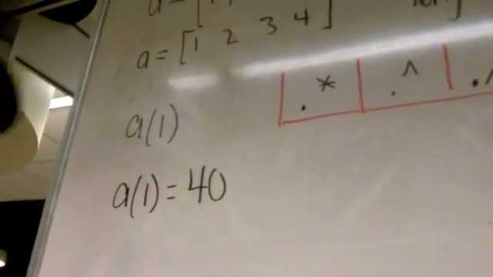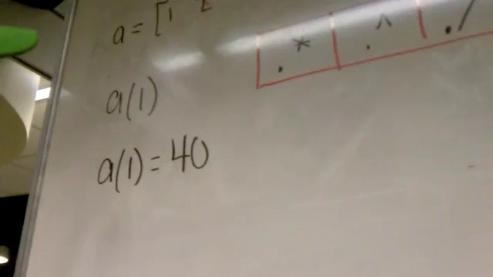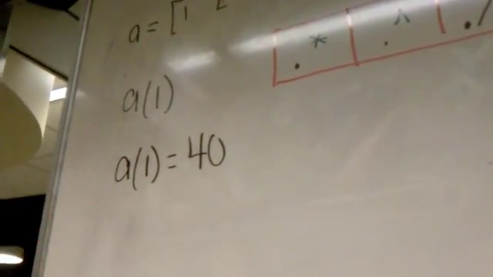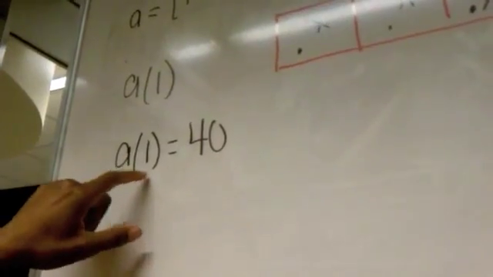The next thing is that if you want to assign an element a different number or a different thing inside your vector, what you can also do is type in your command window A of 1, or A of index 1, equals 40. And that's the other thing.